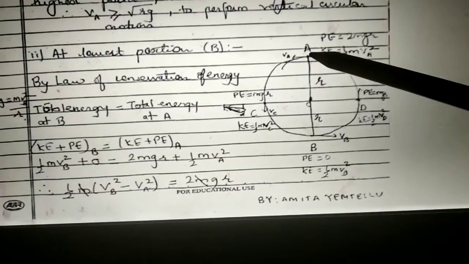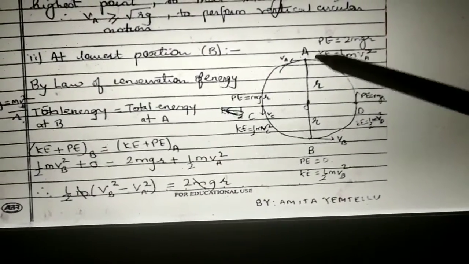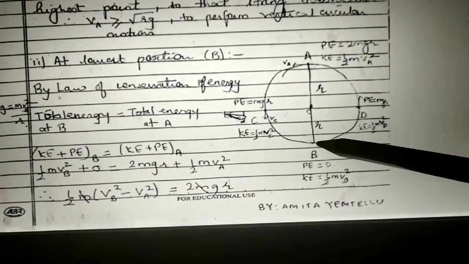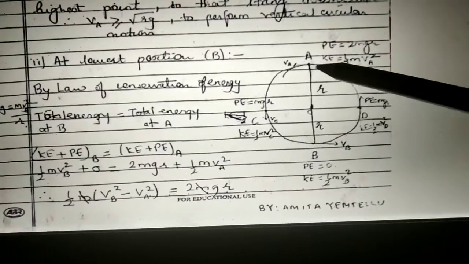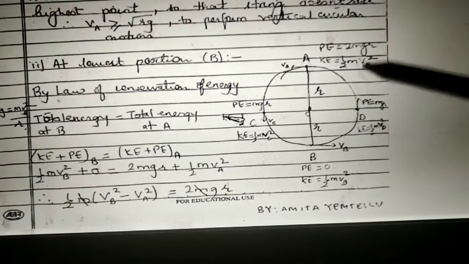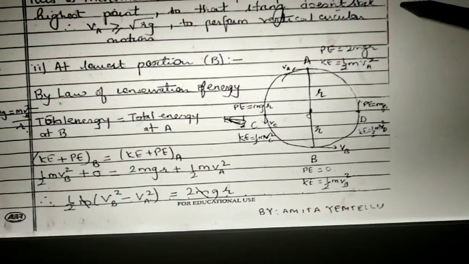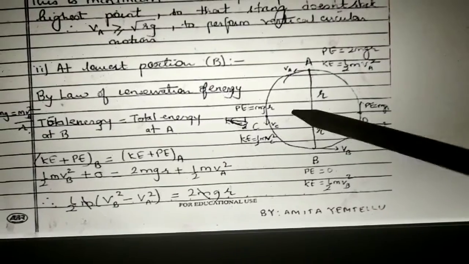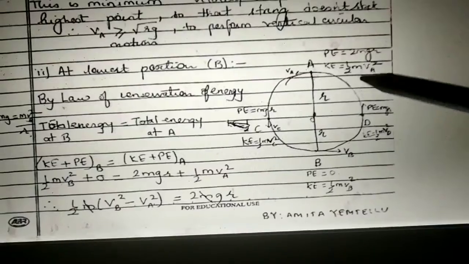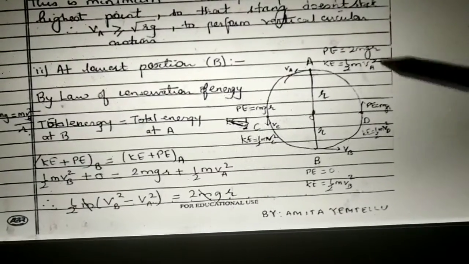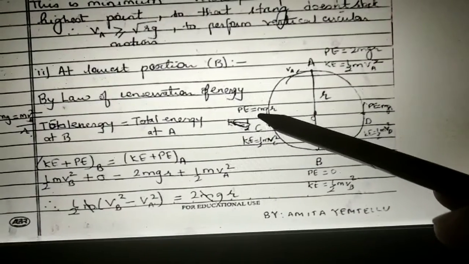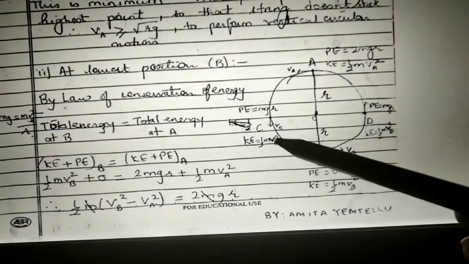Now when it comes to the highest position A, potential energy will become 2 times mgr, because the height covered will be r plus r, that is 2r. So potential energy will be 2 mgr. Kinetic energy will be half m va square. These 2 points are the same. Suppose your string is going in the anti-clockwise sense, then when it comes over here, potential energy will again be mgr, and kinetic will be half m v square.